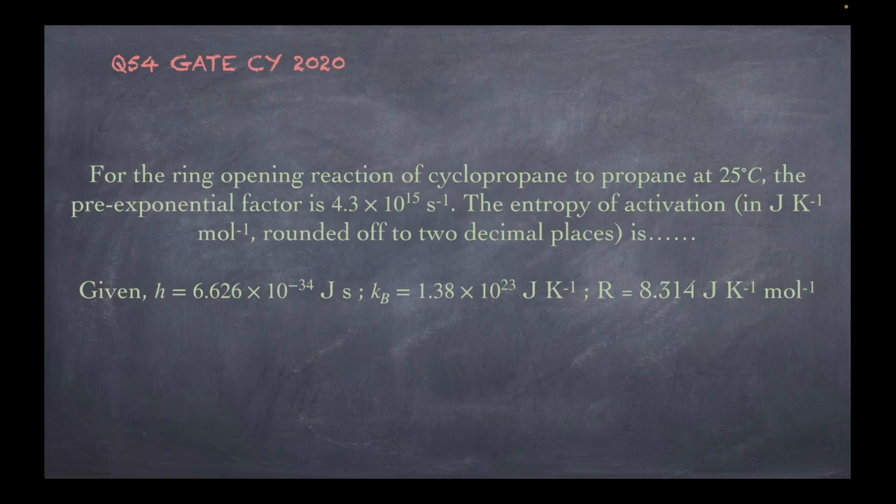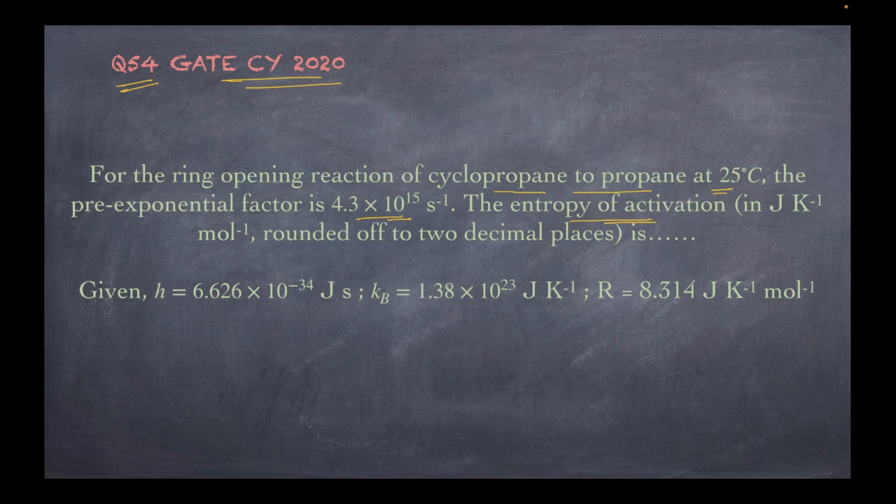In this video, we will be solving question number 54 from GATE 2020 chemistry paper. Now the question is the following. For the ring opening reaction of cyclopropane to propane at 25 degrees centigrade, the pre-exponential factor is 4.3 times 10 to the power 15 second inverse. Now we have to find the entropy of activation for this reaction in the unit Joule Kelvin inverse mole inverse.